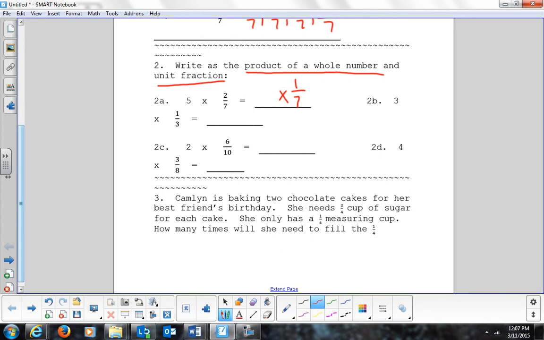Miss Brenly, on 2B and 2D, it cuts it off. Yeah, it does, huh? It says 3 and 4. I know, not on the paper one, just when it printed up here.